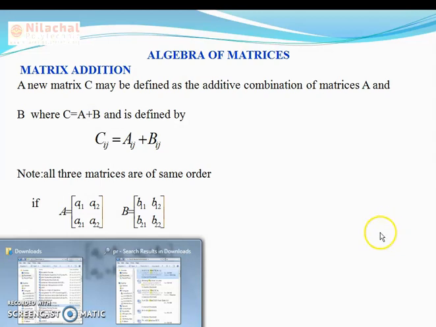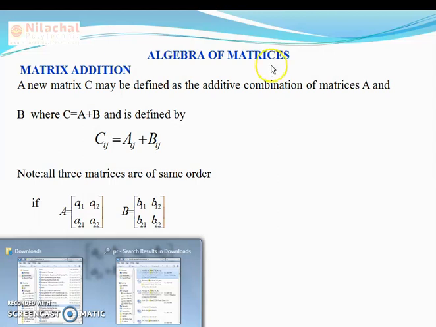Welcome to this class. We are starting now algebra of matrices, as we have already started in our first class. Algebra of matrices means it contains the addition of two matrices, subtraction between two matrices, and multiplication. So we have completed matrix addition also in our last class.